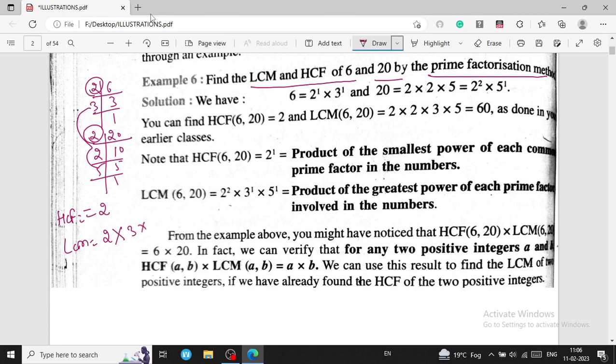These are 3 multiply 2 multiply 5. 2 3s are 6, 6 2s are 12, 12 5s are 60. Now you can see the HCF and LCM we had to find out.